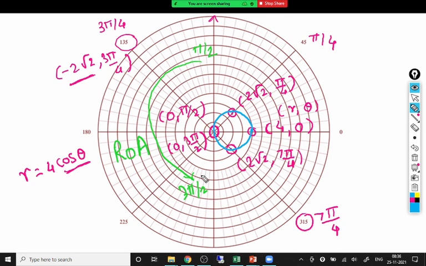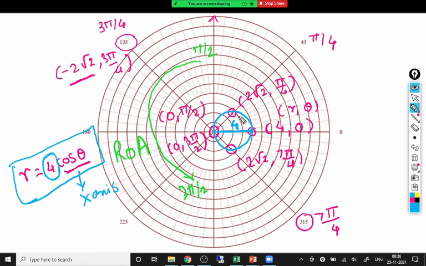What is special about this circle? When you have to draw r equal to 4 cos theta, remember this is a circle with diameter 4 on the x-axis. Cos theta indicates the x-axis. If there is a sin theta, that will be on the y-axis. You will see the diameter length here is 4. So r equal to 4 cos theta is a circle with diameter 4 on the x-axis. That only you have to remember.